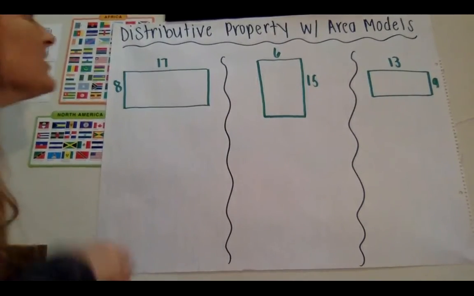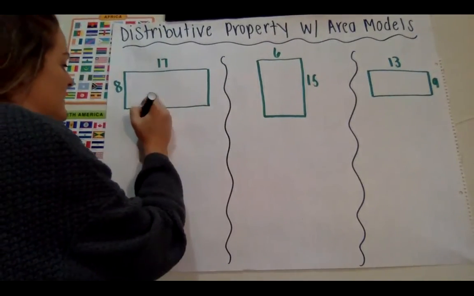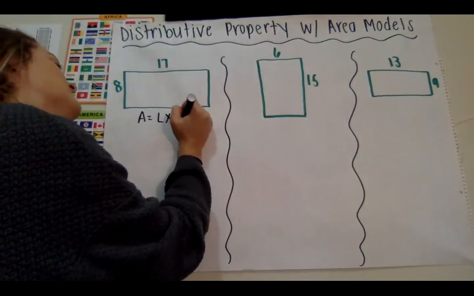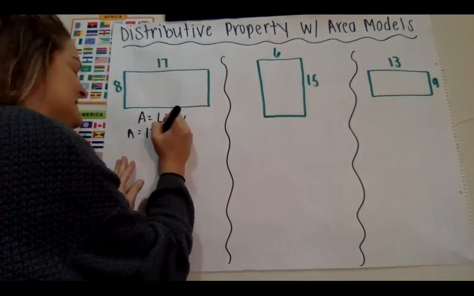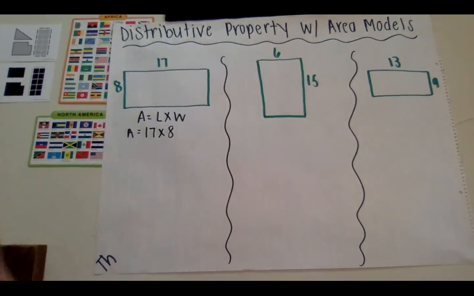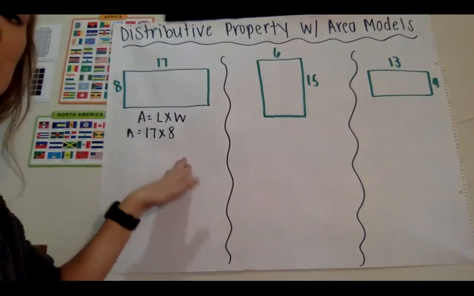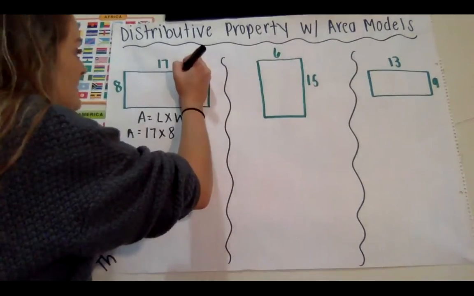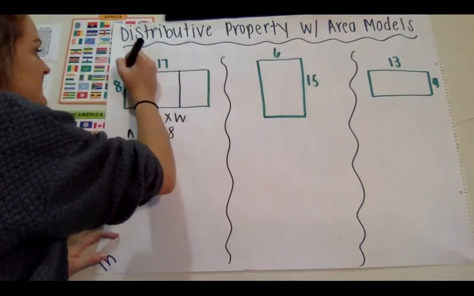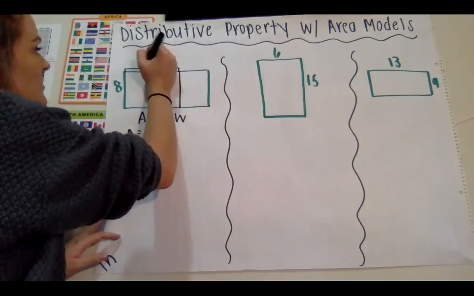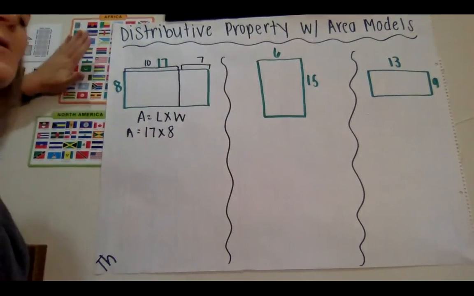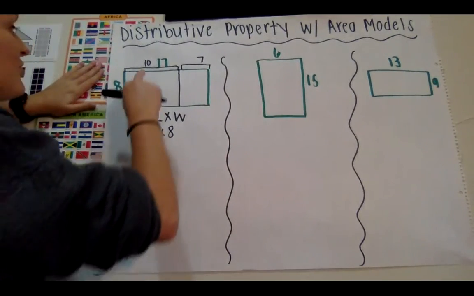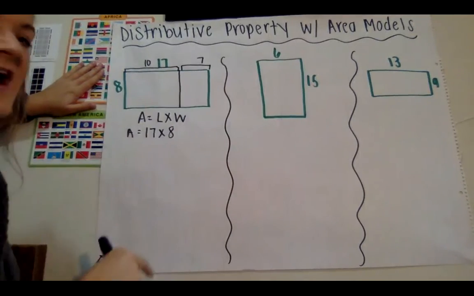So I have behind me some different rectangles, and I know right away to find area is length times width. So technically I should write area equals 17 times 8 in this case. Well, I certainly don't know what 17 times 8 is. So what I can do is I can partition this 17, and I can partition it into 10 and 7. And when I partition it like this, I create 2 smaller rectangles to find the area.